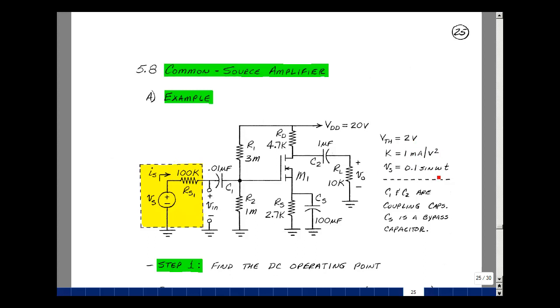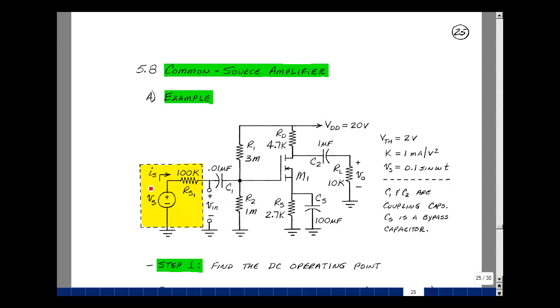We have 2 coupling capacitors, coupling the input signal to the amplifier and coupling the amplifier to the load, and then also a bypass capacitor. I've given the values of the capacitors in this particular amplifier, but I'll show you in Chapter 10 how to calculate them. We'll do our 4-step algorithm, the first of which is to find the DC operating point, so we're going to replace every element in the circuit by its DC model.